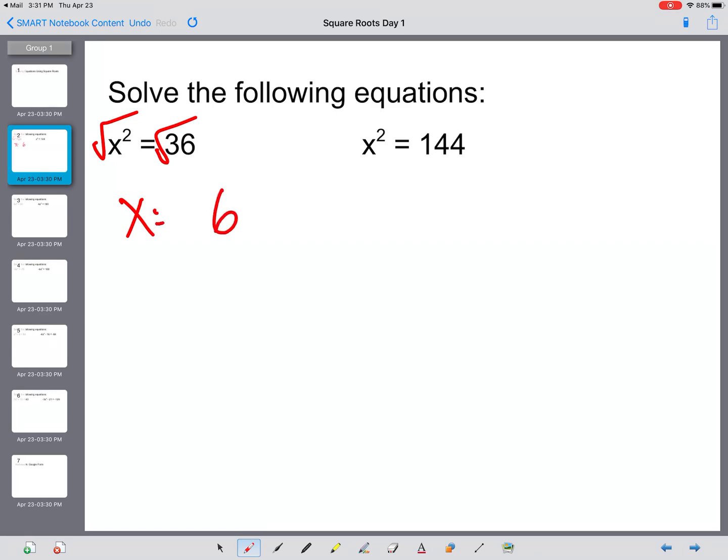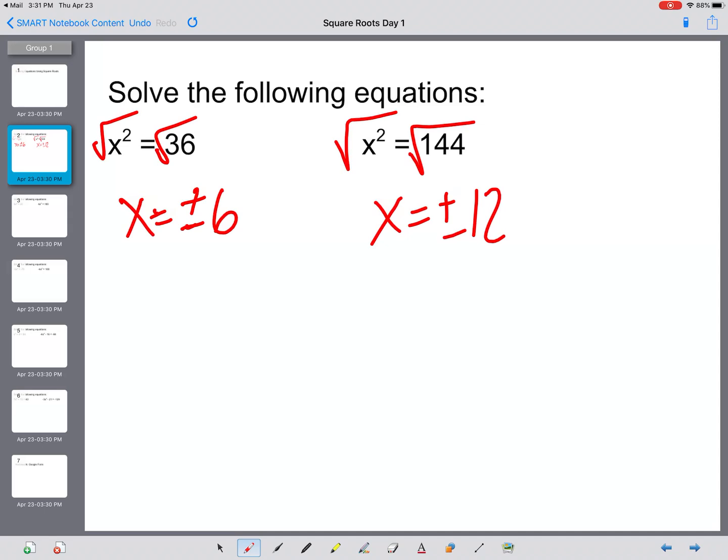But here's a problem. 6 times 6 is 36. But I also know that negative 6 times negative 6 gives me 36. So I'm actually going to say there are two answers here: plus or minus 6. So I'll do the same thing over here. Square root on both sides. So I get x equals, square root of 144 is 12, but I got to remember that plus or minus.